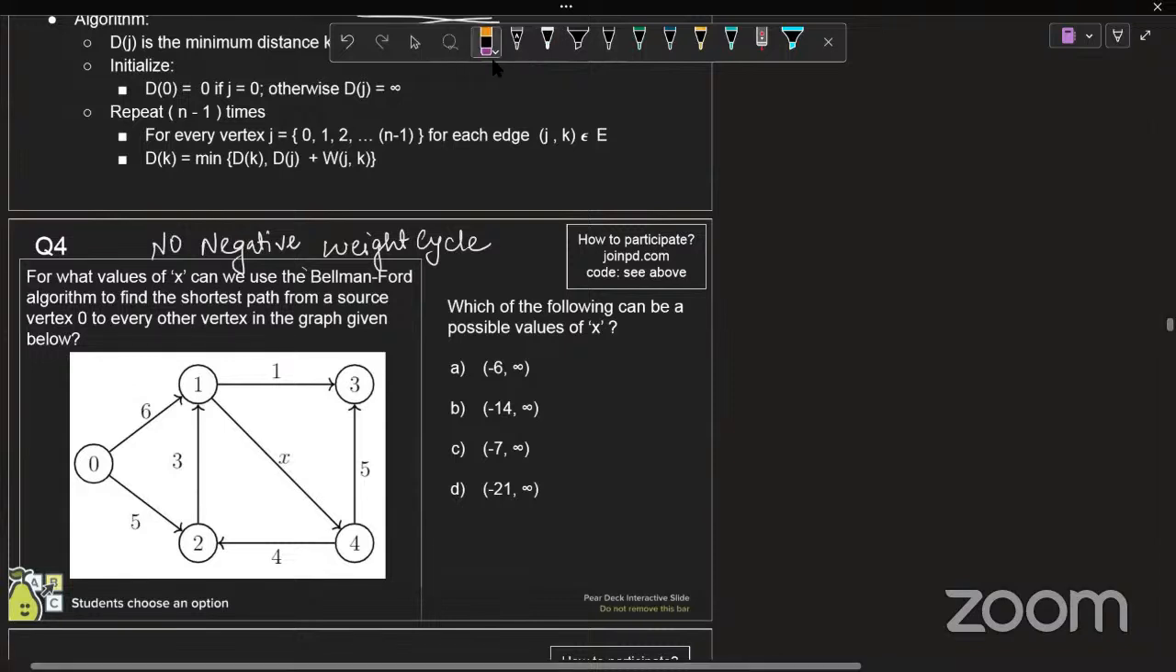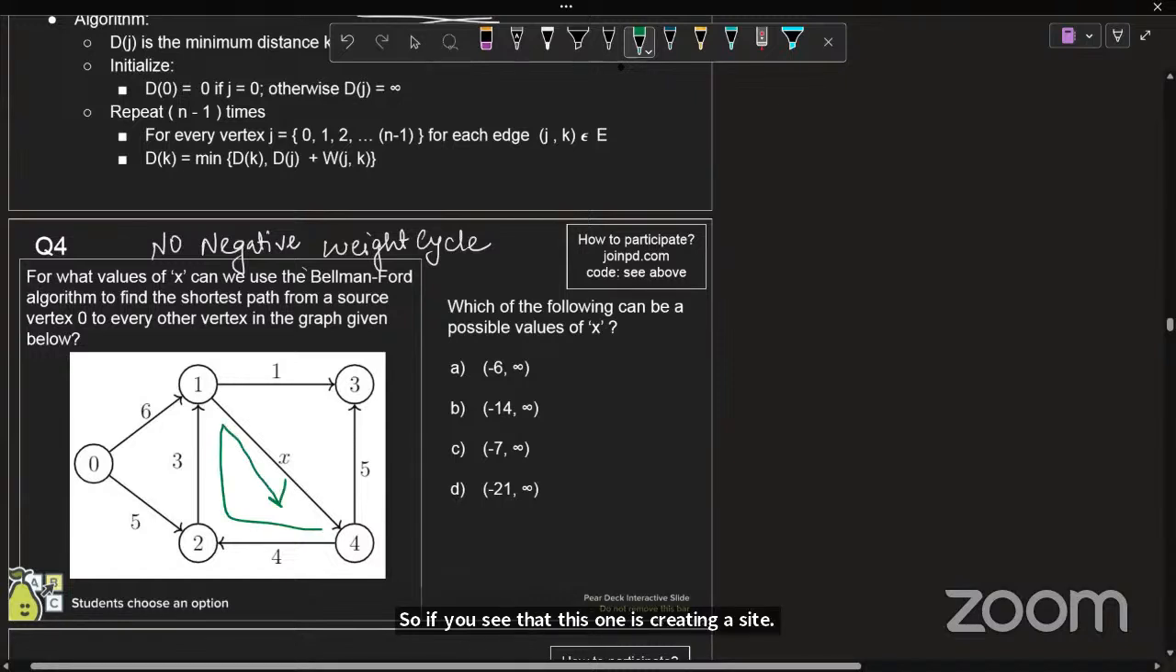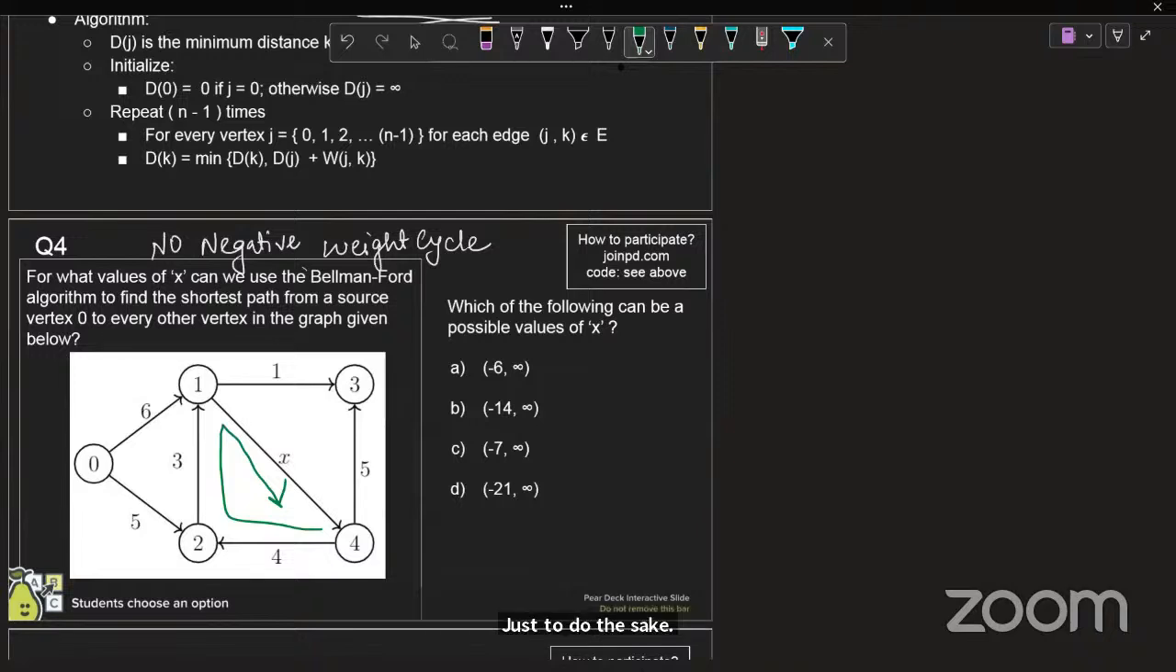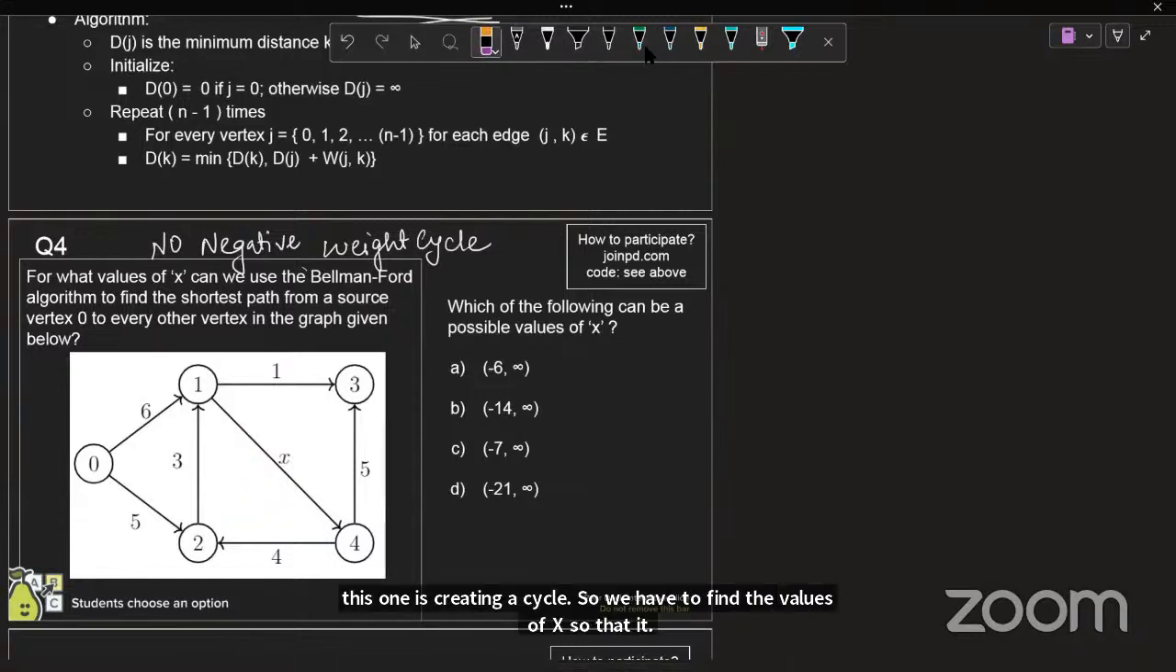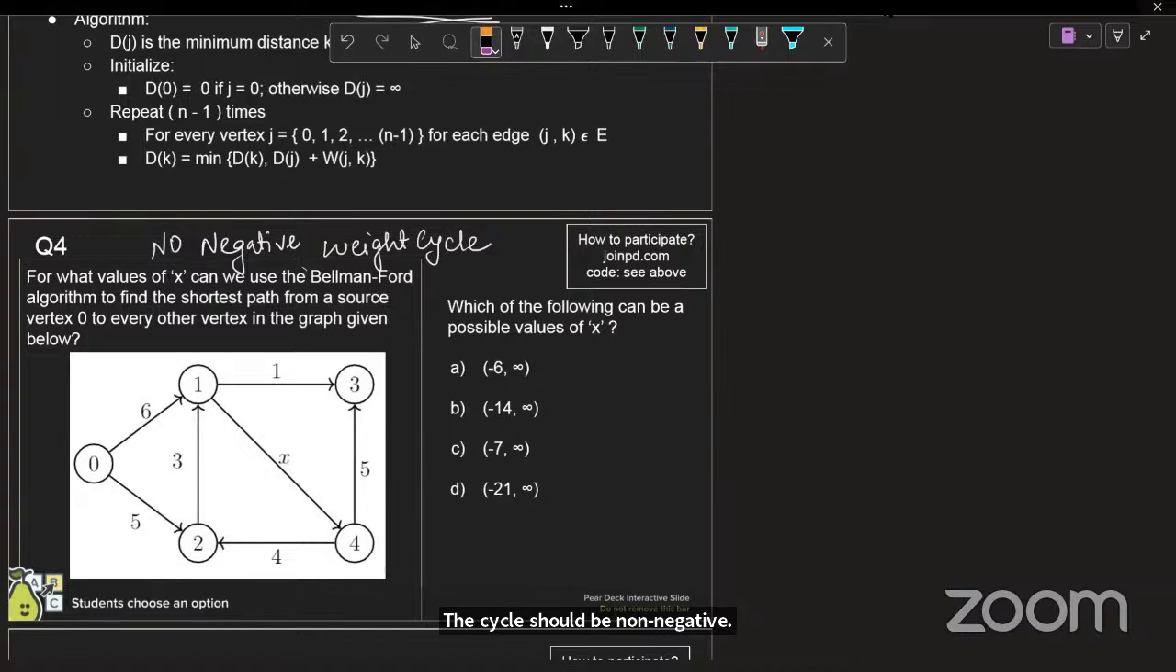So if you see, this one is creating a cycle, this one is creating a cycle. So you have to find the values of x so that the cycle should be non-negative. That's fine.